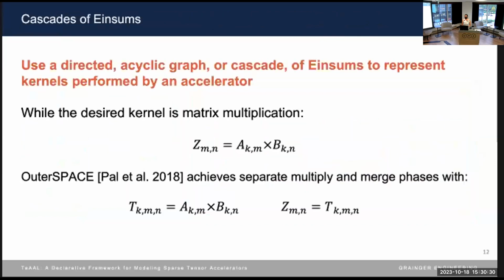TeAAL therefore introduces a new abstraction, a directed acyclic graph or cascade of einsums, to represent kernels performed by an accelerator. While OuterSPACE does perform matrix multiplication, its data flow is better represented by 2 einsums executed sequentially. First, the accelerator multiplies A and B together to produce a 3-tensor T, representing the array of linked lists of partial products we saw on the previous slides. Notice that in the first einsum, all of the ranks on the right of the equal sign also appear on the left, so there is no reduction. Then T is reduced across rank K to produce the final output Z.